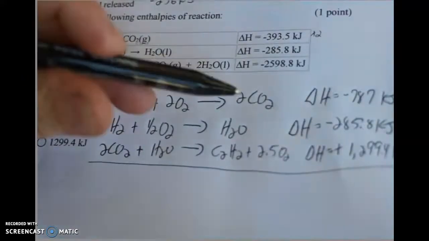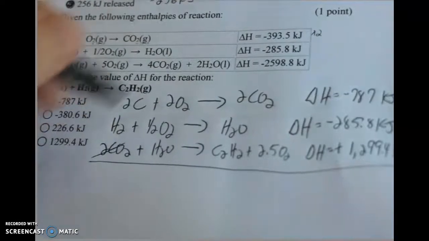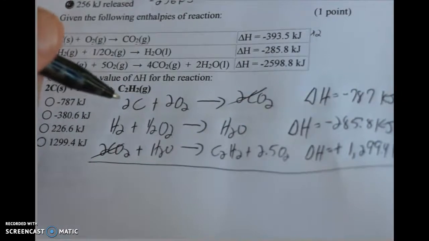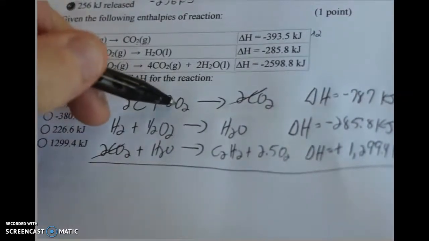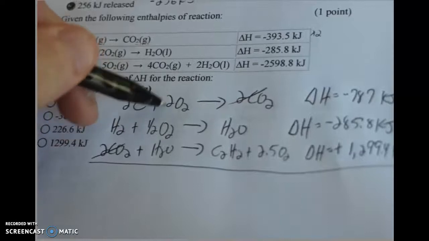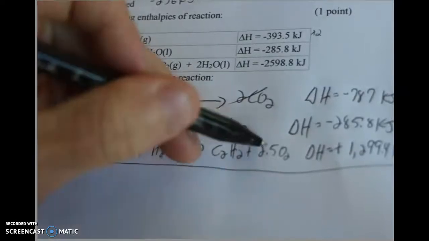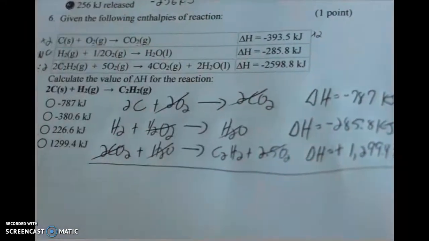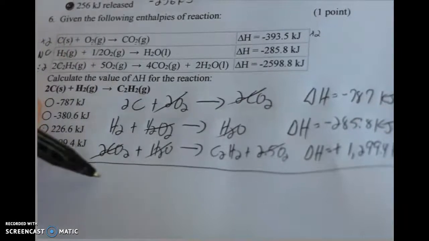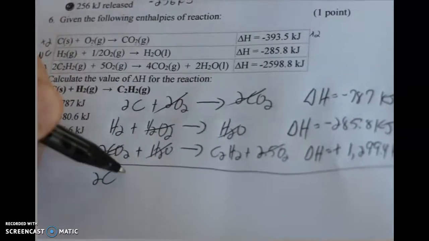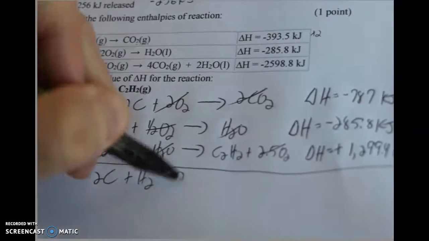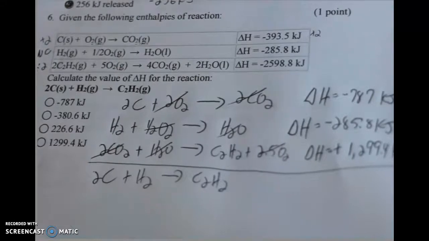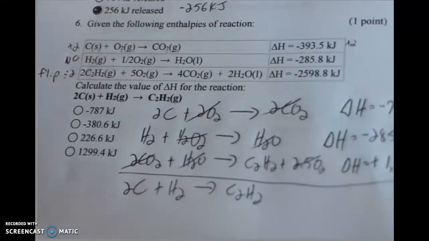Now I want to double check my work just to make sure I get this overall equation back. So anything that's on opposite sides cancels out. So like this 2CO2, I have it as a product here and a reactant here. The O2, I have 2 plus another half, so that's a total of 2.5 on the reactant side, and here's 2.5 on the product side. So all of that cancels out. The 1 mole of H2O cancels out. The only thing that's left is the 2 carbons and the hydrogen on the reactant side and the C2H2 on the product side. I get this equation back that I was looking for, this one. So that means I did all my work right.